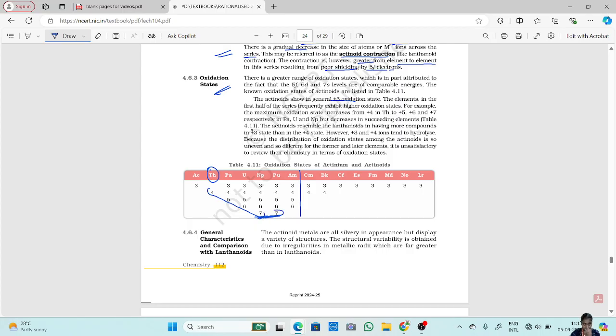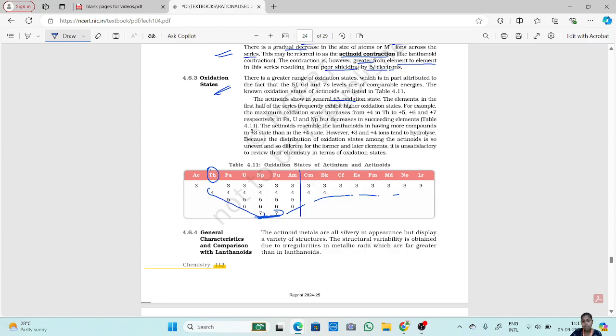Respectively in protactinium, uranium, neptunium, plutonium and americium, but it decreases in the succeeding elements. So till plutonium you have up to +7 oxidation. Then you can see there is a decrease in the oxidation state as you go further.